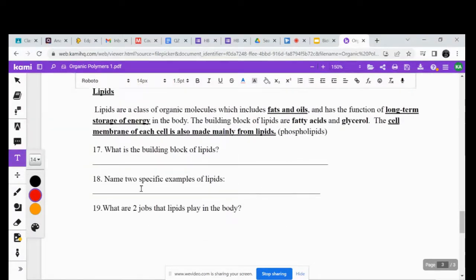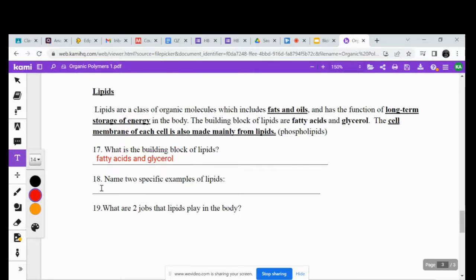Lipids. Remember, that's kind of like fats. What are the building blocks of lipids? Two of them: fatty acids and glycerol. Those are the two smaller little Legos that you put together. You put fatty acids and glycerol together, you get lipids.